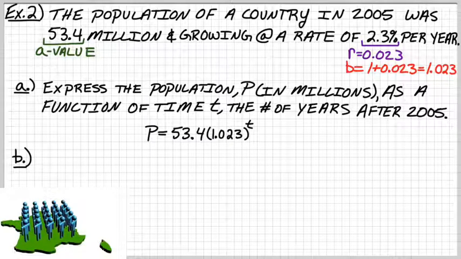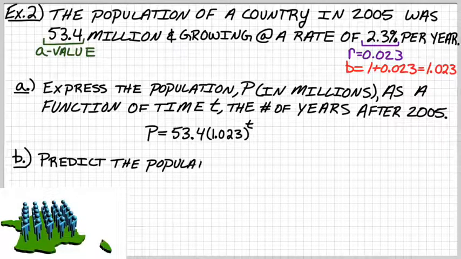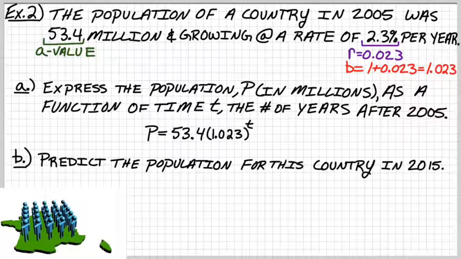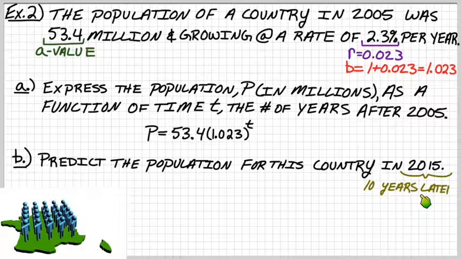But then part B, there's always a part B. Predict the population for this country. Predict the population in 2015. And this may seem like an easy question, a simple question, but I'll tell you a really common mistake that kids make is they take 2015 and they throw it in there for T, and they get a big number and they think it's all good. They get like 1 billion for the population, right? But that would be incorrect. So 2015, that's 10 years later, right? That's 10 years after 2005. So really, the T value that you should plug in, that's just T equal to 10.